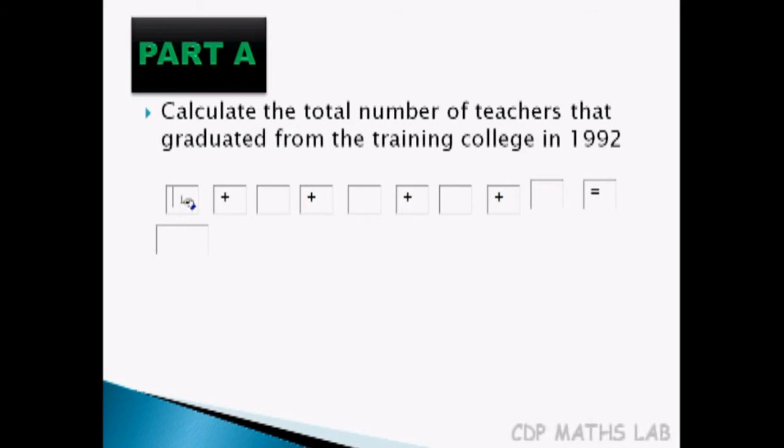Alright, so simply you're going to add the number of teachers for maths, which is 17, to the number of teachers for English language, which is 25, the number of teachers for physics, which is 10, the number of teachers for chemistry, which is 15, and the same for history. And your answer should be equal to 90. So therefore, the total number of teachers that graduated from the training college in 1992 is 90.